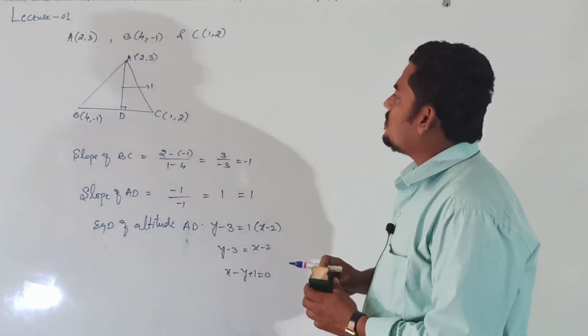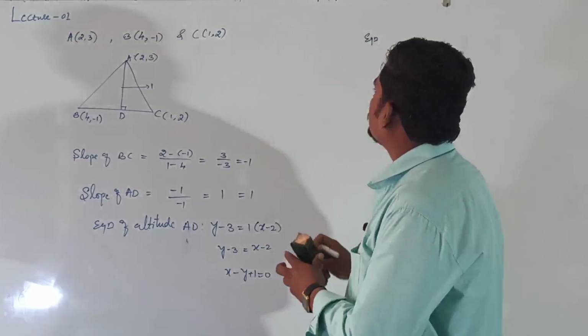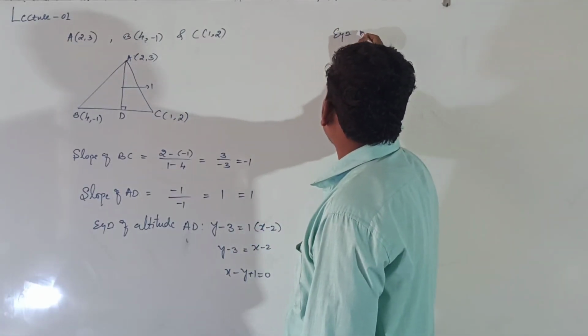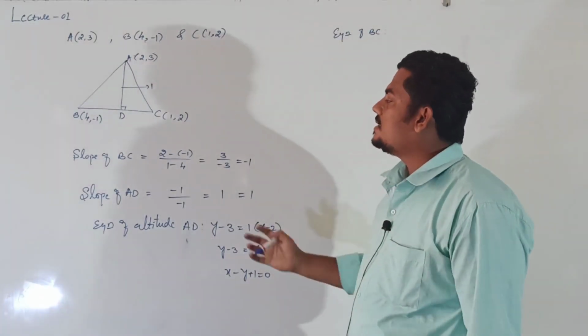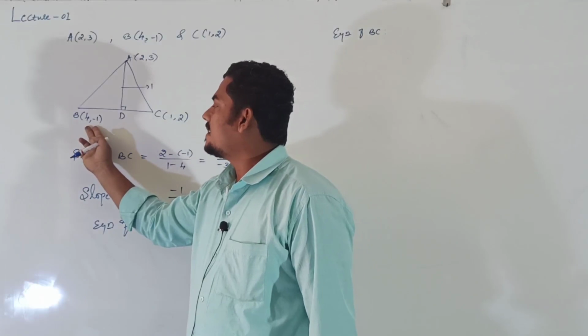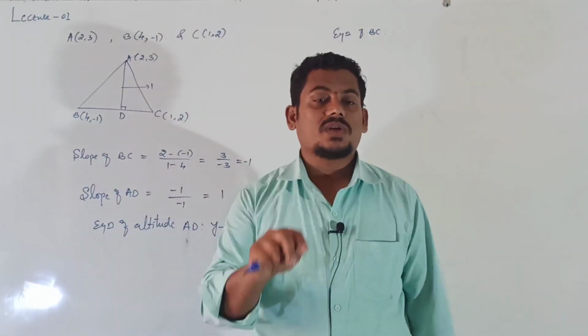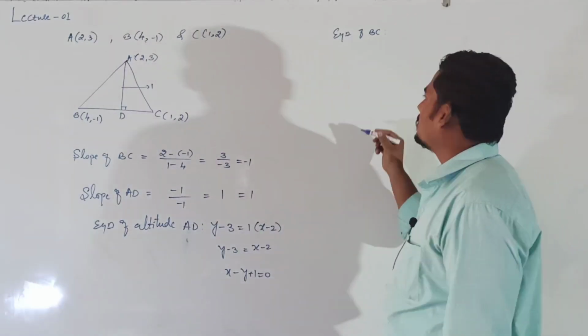Now find the equation of BC, right? What is the equation of BC? Just use the 2-point formula, x1 y1 x2 y2. Equation of a line passing through two given points. The 2-point formula you should use, right?